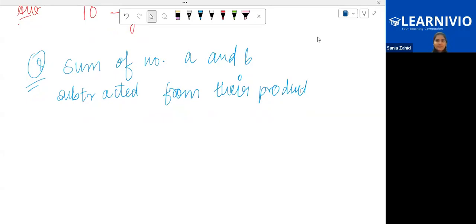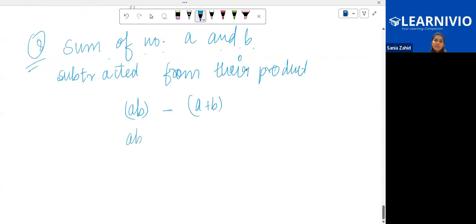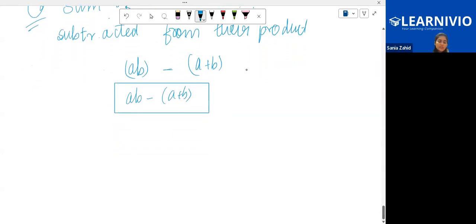What is product? Product means multiplication of the numbers. The product is AB and the sum is A plus B. So you're subtracting A plus B from AB. The sum of numbers A and B becomes A plus B, which is subtracted from their product. The product is AB. You subtract it. So it becomes AB minus (A plus B). I hope that's clear.